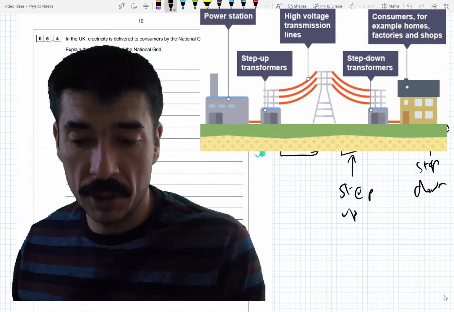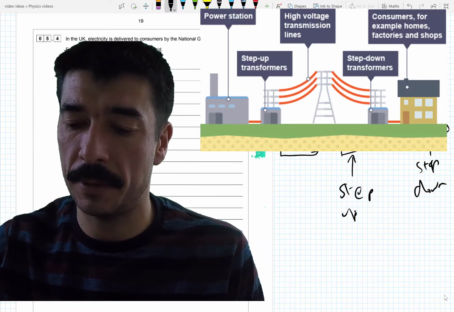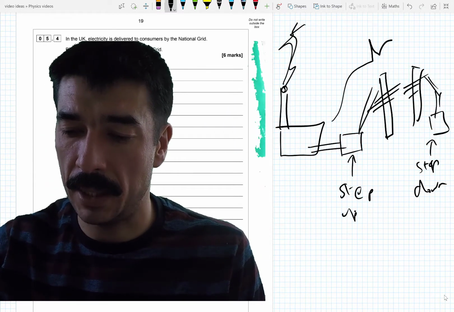So what are the main features? 6 marks. We've got to talk about this whole system basically. This kind of, I suppose, this bit here is the grid.